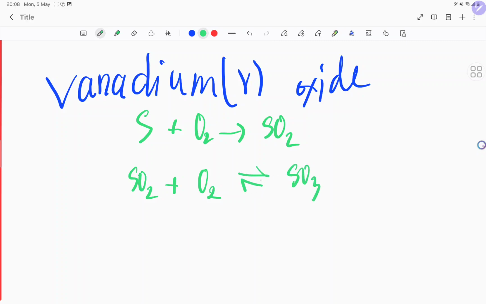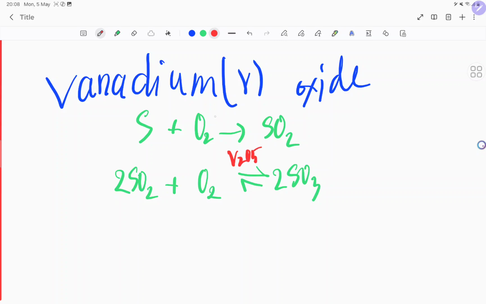If you wanted 2 here, then it's going to be 2 here, and 2 here, not 3. And vanadium dioxide is the catalyst for this reaction.